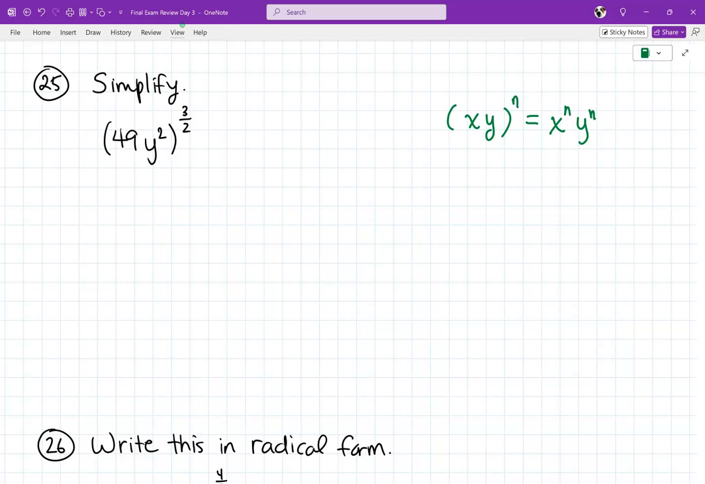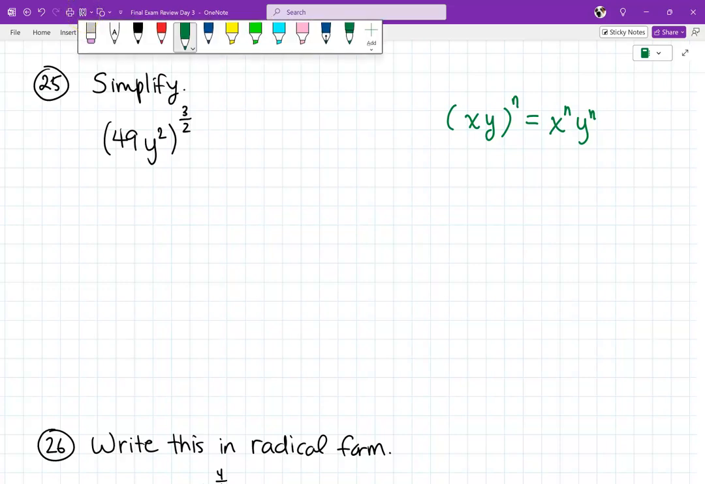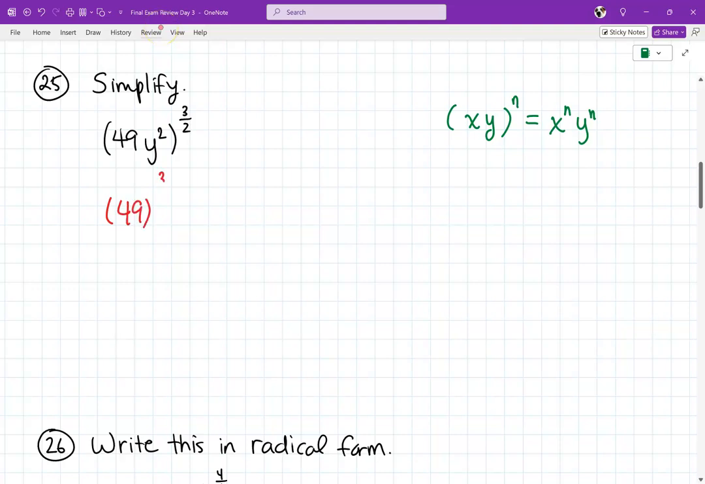This problem, 49y squared to the 3 halves, is going to become 49 to the 3 halves times y squared to the 3 halves. Okay, at this point, I'm going to get the calculator and I'm going to type in 49 to the 3 halves power. So I'm going to put 3 over 2 as my power, hit enter. It gives me 343. But notice I haven't done anything with the letter yet, but I'm going to do that. Okay, I'm going to use the variable stuff right now.